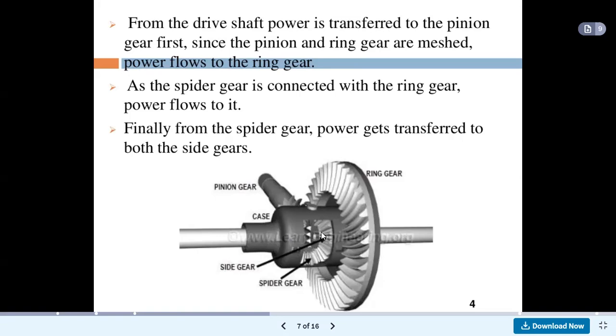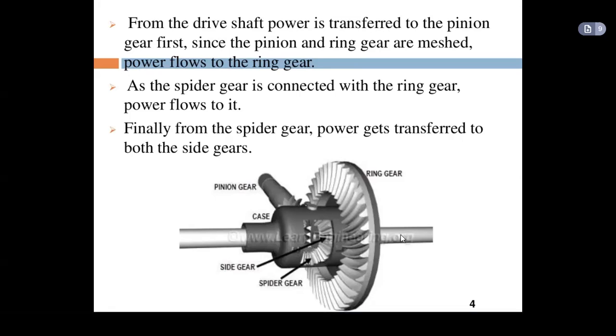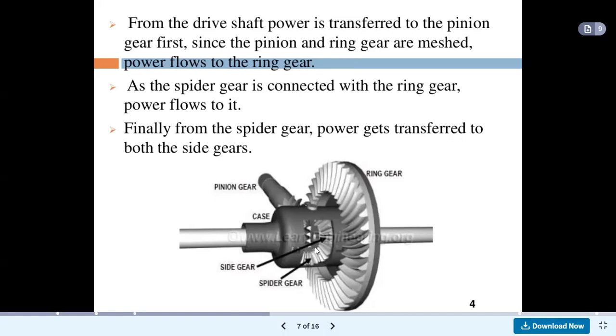So from the side gear, rotation is transmitted towards the left wheel as well as the right wheel. In this way, the rotation is transmitted at 90 degrees and the wheel gets rotated. And the adjustment takes place in the spider gear when the vehicle is turning.